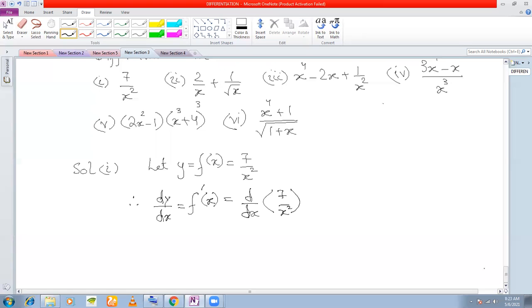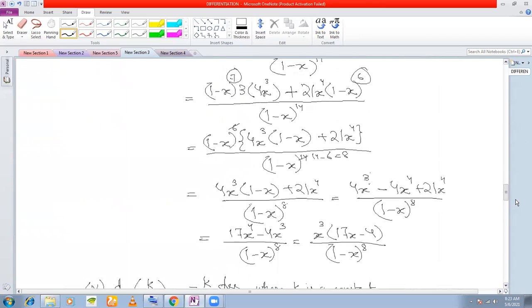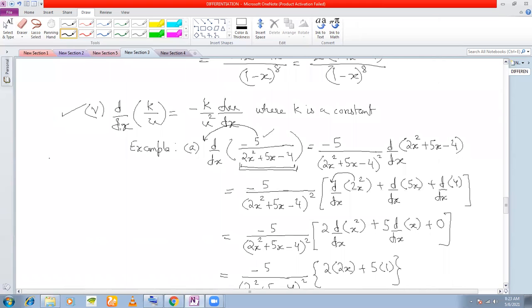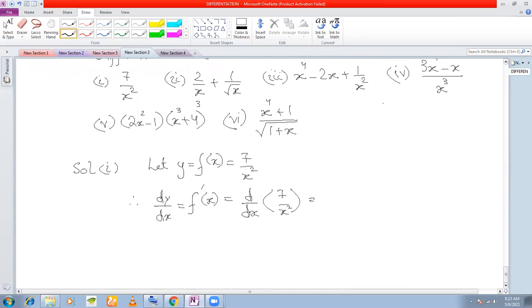How do you differentiate this? You will differentiate this by this rule: d dx of k by u is equal to minus k by u squared du dx. So if you see here, k here is 7, so we take it out of the differentiation, divided by u squared. U here is the function x square, so you will take it in the denominator: x square squared into d dx of x square.